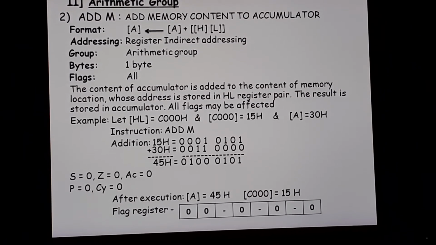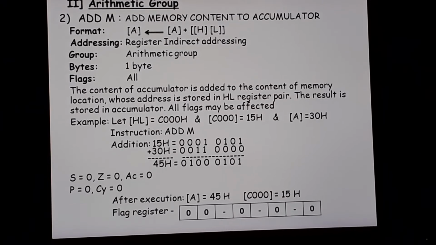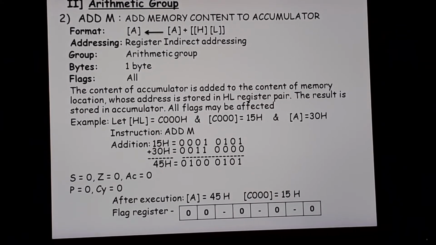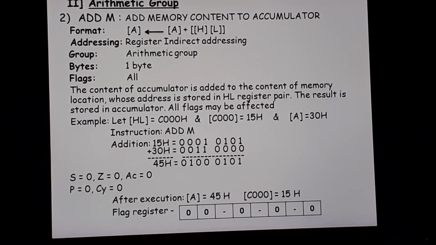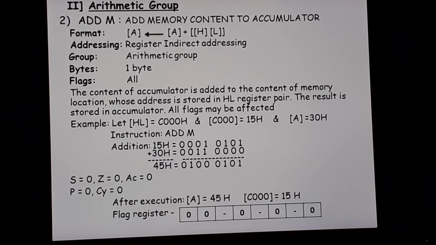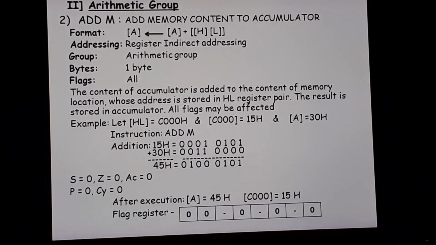So see the format here, A plus HL. M is nothing but the HL register pair, I have already told you. So you need to write in the format A plus HL, and the result, that is the arrow, will be pointing towards A. Why? Because the addition result is stored in accumulator.